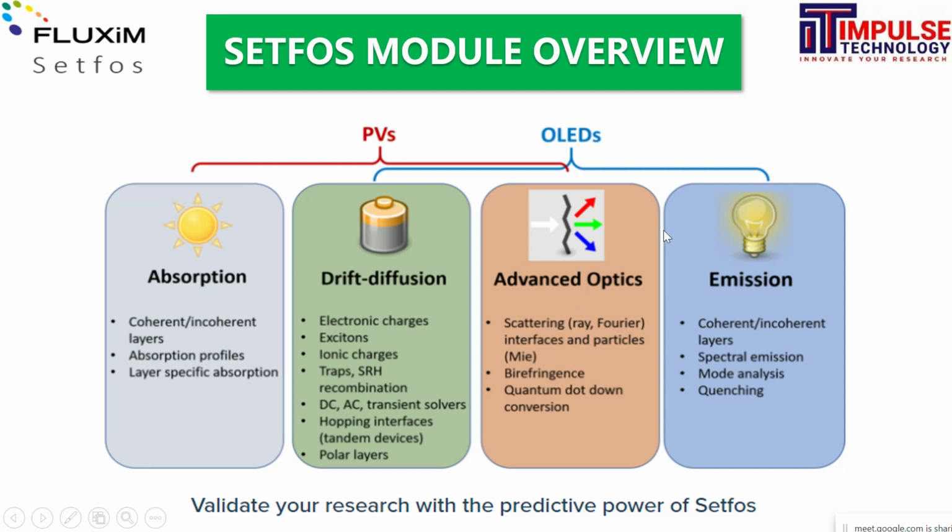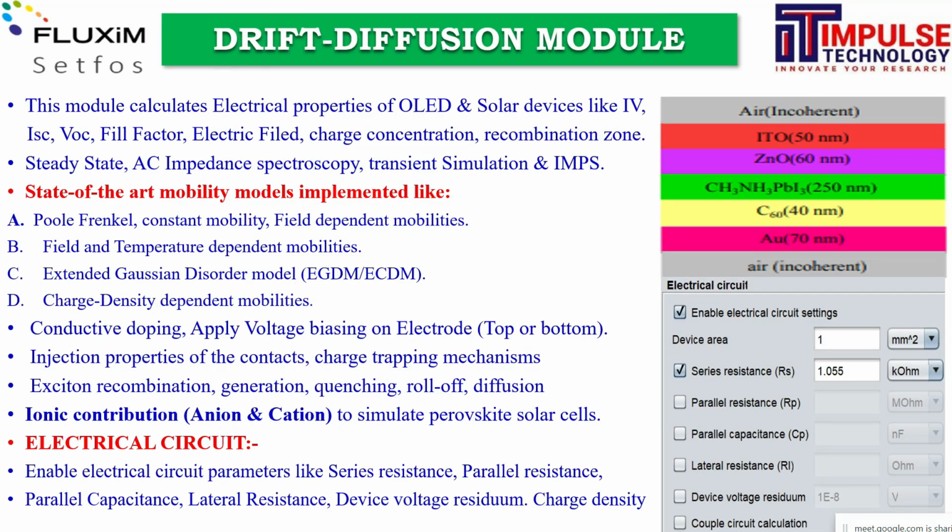So for a photovoltaic device, a maximum of 3 modules are required and a minimum of 2 modules are required for basic solar cell simulations. Along with that, for LED devices, we have the emission module. For coherent and incoherent emissive property calculations, we have this emission module. So electrical, optical and emissive properties can be calculated using these modules. You can select whichever modules are required for your research.